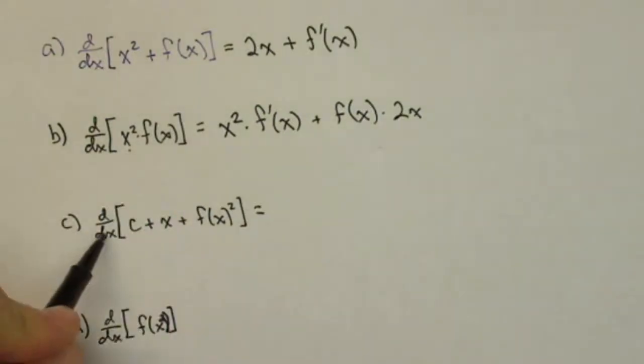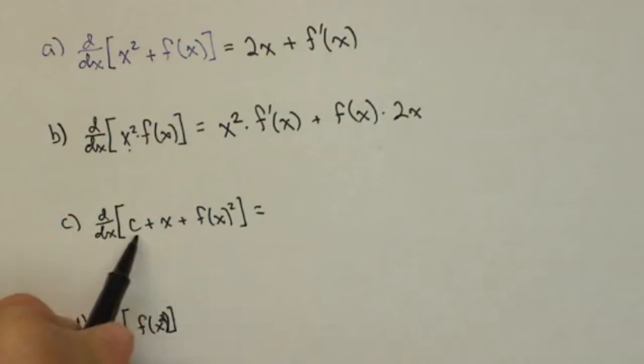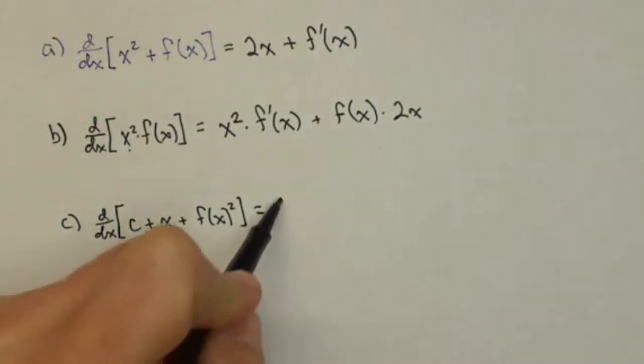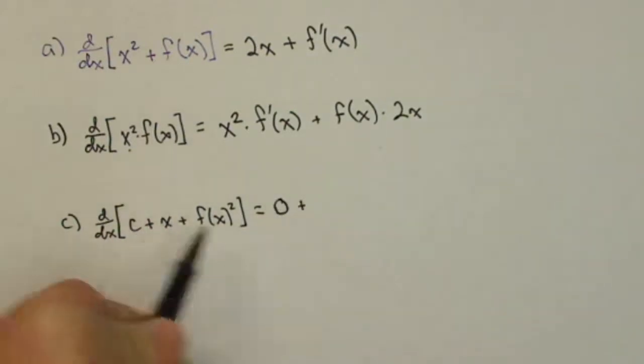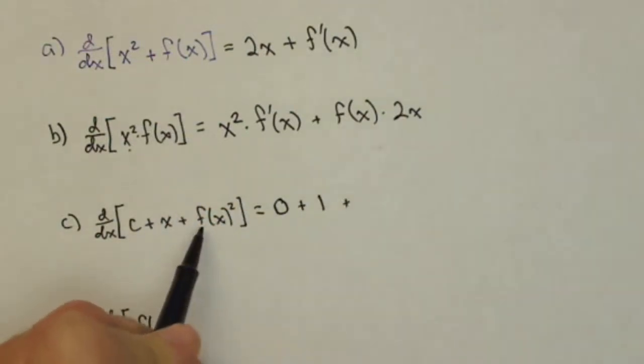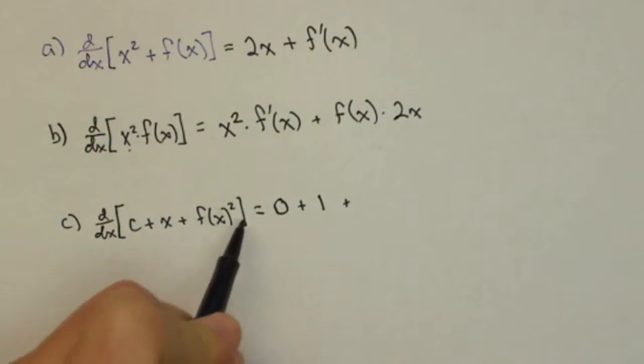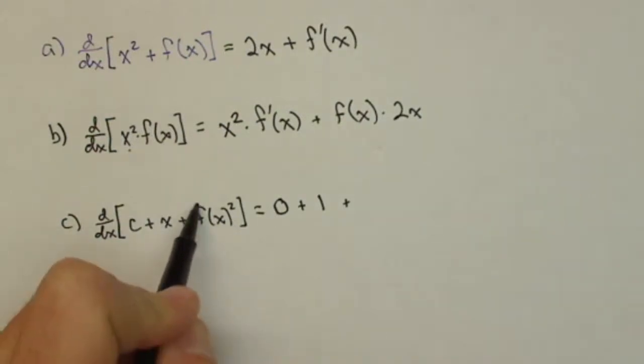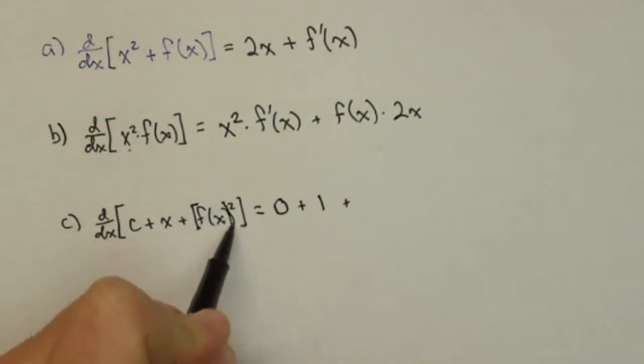Part C, we're taking the derivative, we're going to do it piece by piece. Now the derivative of a constant c is just 0. The derivative of x is 1. And now here's an interesting one, because it's the first time we've encountered it. f of x, the whole quantity squared. This is like a composition with f of x being the inside function. So it's going to be a general power rule.